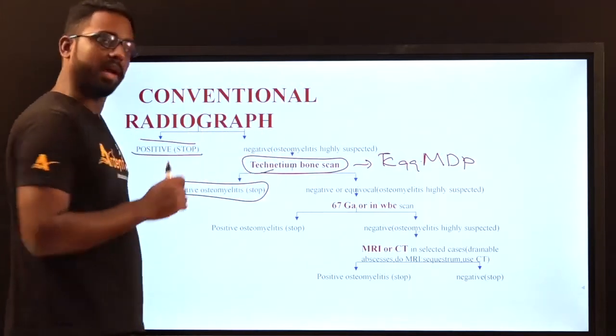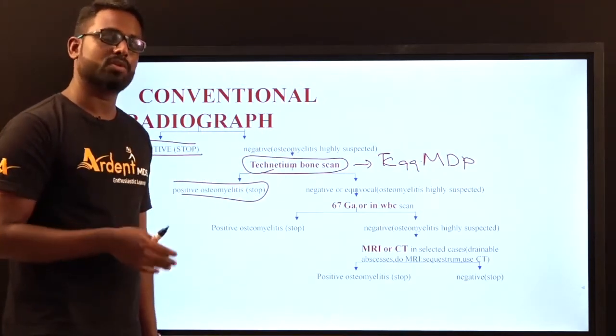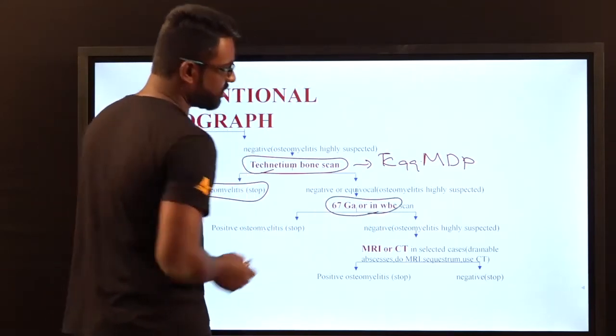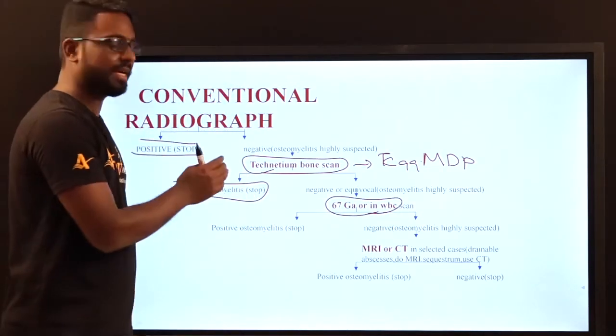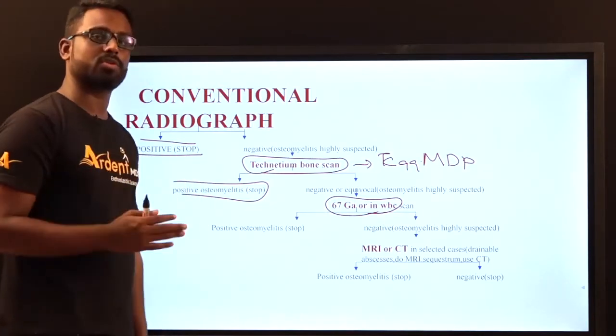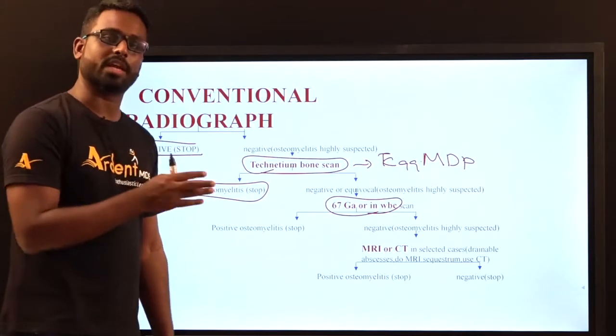If it is negative again and you still have suspicion of osteomyelitis, what do you do? You go for WBC scan. What is WBC scan? It is using gallium. Again, if you get the result positive for osteomyelitis, you stop there. You do not take it forward.